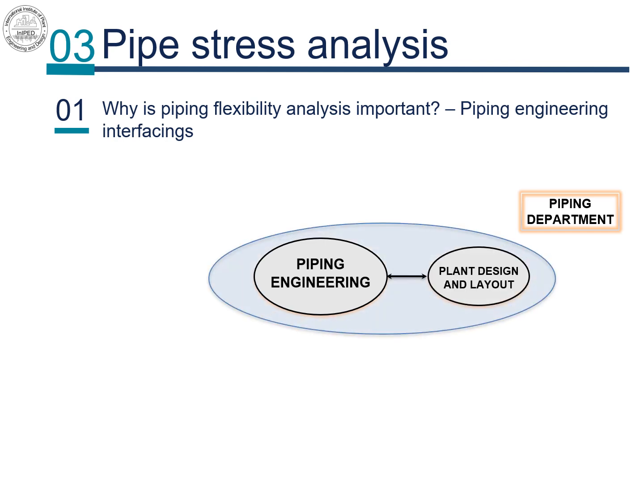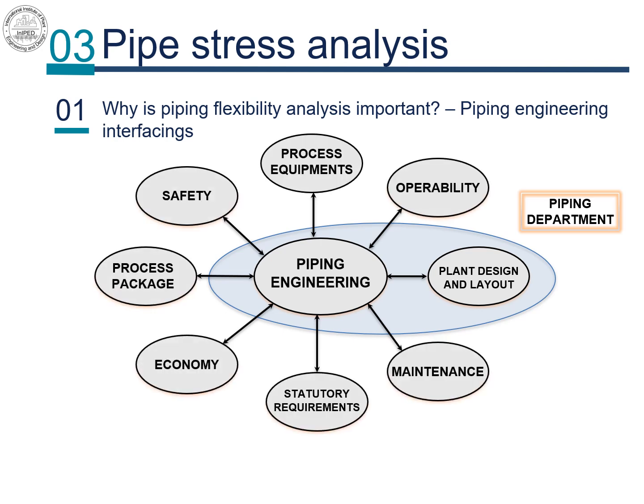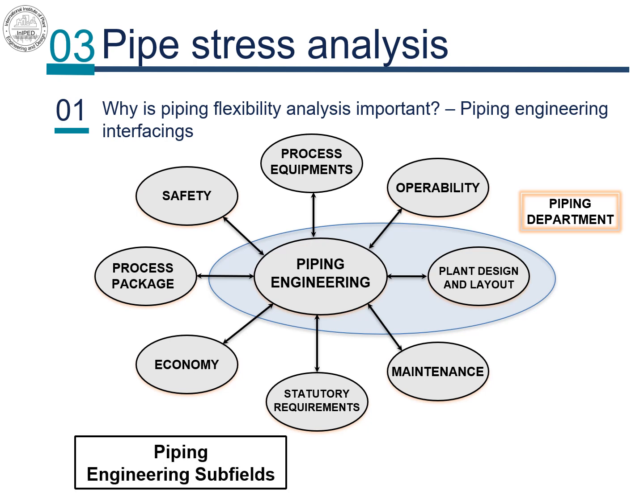Piping Engineering, as shown here, besides with Piping Design and Layout Group with which the link is the closest, interfaces also with other groups and departments outside of the piping department. In some instances when piping design and layout is part of the piping engineering group, in organizational sense, we can define the following piping engineering subfields categorization: piping materials, piping design and layout, and piping flexibility analysis.